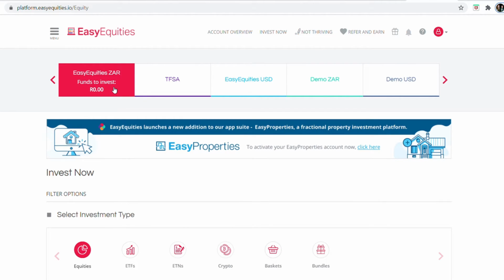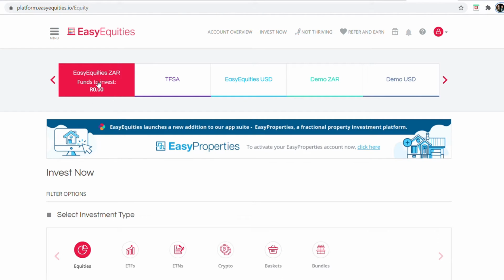Now, one quick thing to mention, once you've gone ahead and made the EFT or credit card payments, it may take 1, 2, 3 days, but after that you'll see that the money which you have decided to fund this account with will reflect over here. Currently mine is showing 0 Rand because I have invested all my money, i.e. there are no funds to invest.